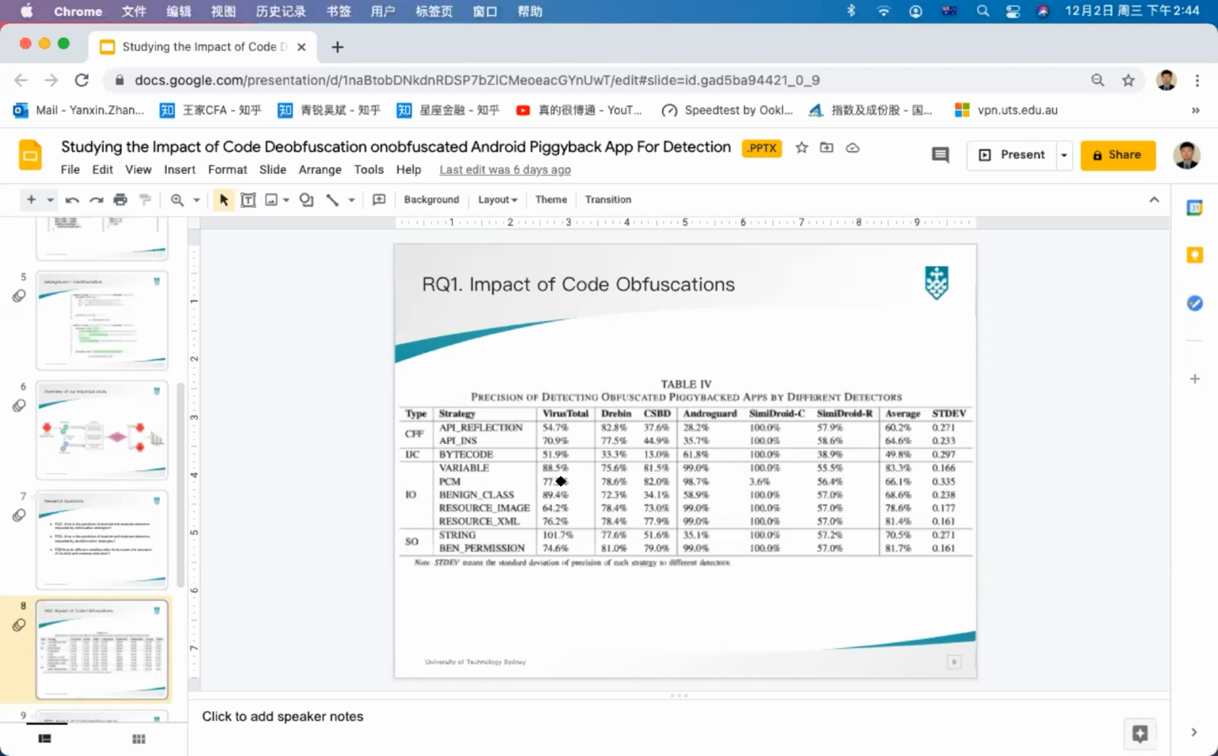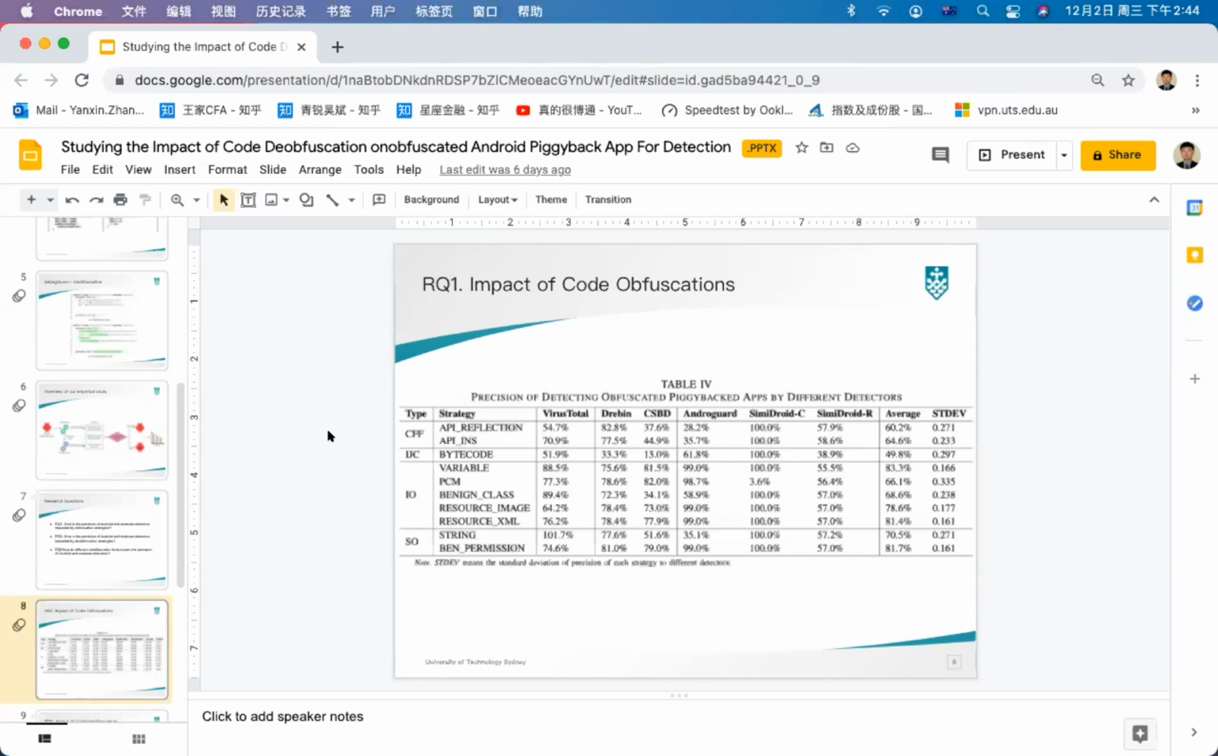But excuse me, Yanxin, could you conclude your work quickly, because we are out of time. Please conclude your work in maybe 2 or 3 minutes. Okay, sorry about that. Yes, no problem.